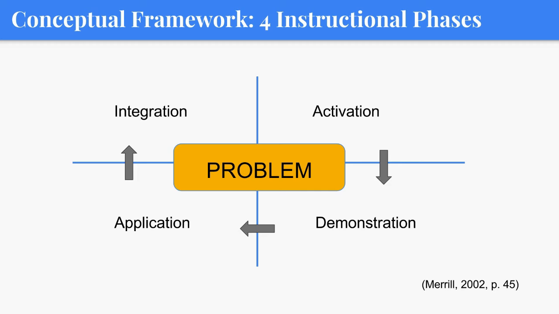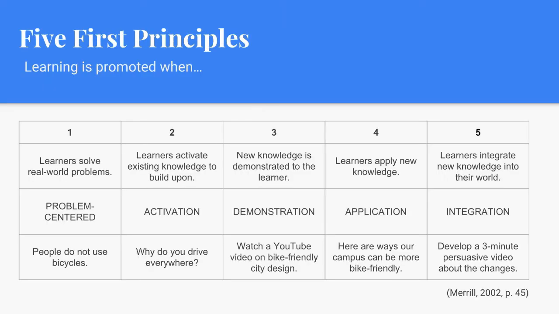Merrill's first principles start first with the assumption that learning occurs when the learner is solving a real-world problem. Learners then move through the four instructional phases: activation, demonstration, application, and integration. The real-world problem is always at the center of the learning activity, however. The first 5 principles are summarized in this table. The bottom row provides an example, which we will describe in the following slides.